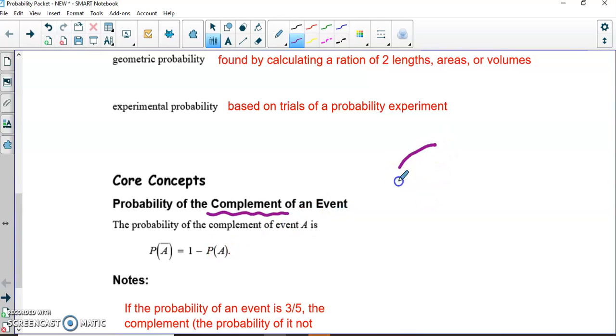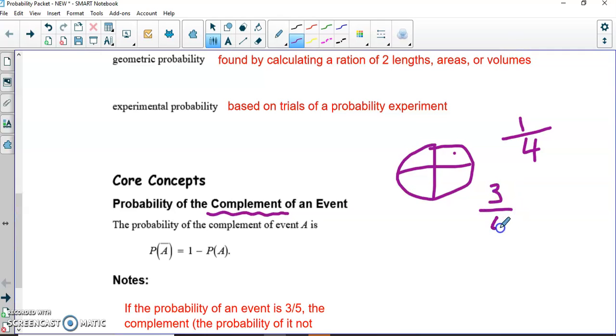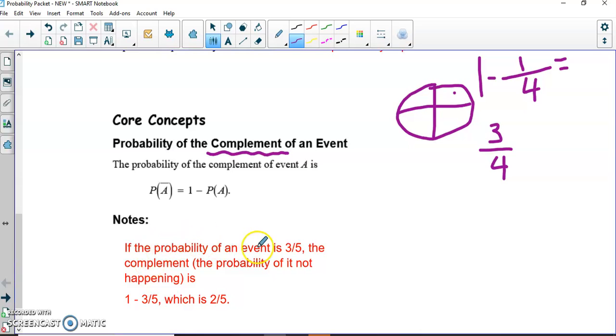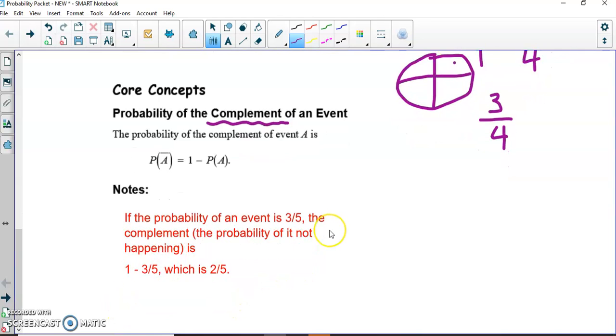So if I go back to that spinner idea, the probability of getting this is 1 out of 4. The probability of not getting it is 3 out of 4, right? Because there's 3 other spaces. And sure enough, 1 minus 1/4 does give me 3/4. Okay, another example is if the probability of something happening is 3/5, the complement, the not happening probability, is 1 minus 3/5, which is 2/5.